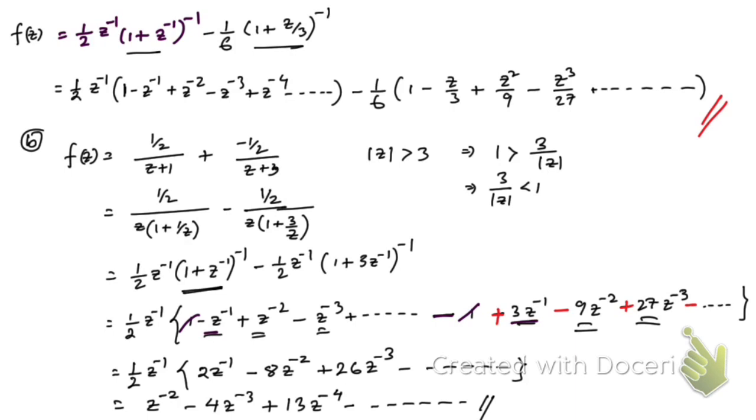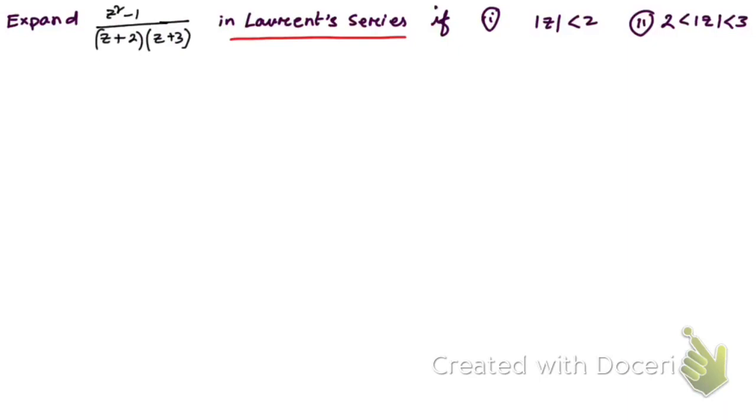Now let's solve another problem. Now let us solve this question. Here we need to expand this function in Laurent series if mod of z is less than 2, and if mod of z is greater than 2 and less than 3. Okay, for these two conditions. So first let us solve it for the first condition.